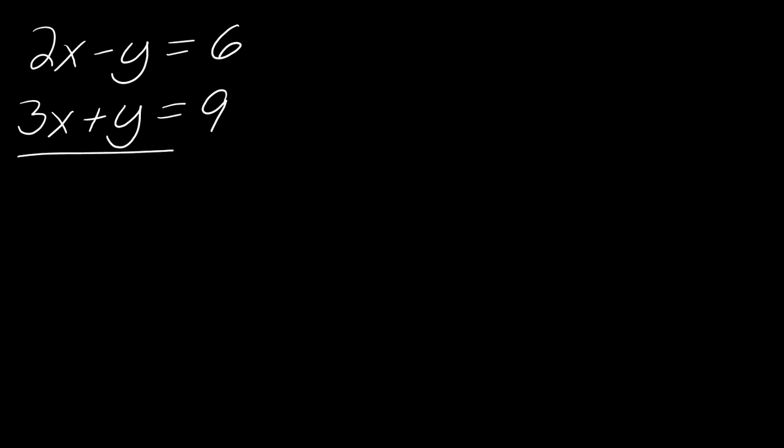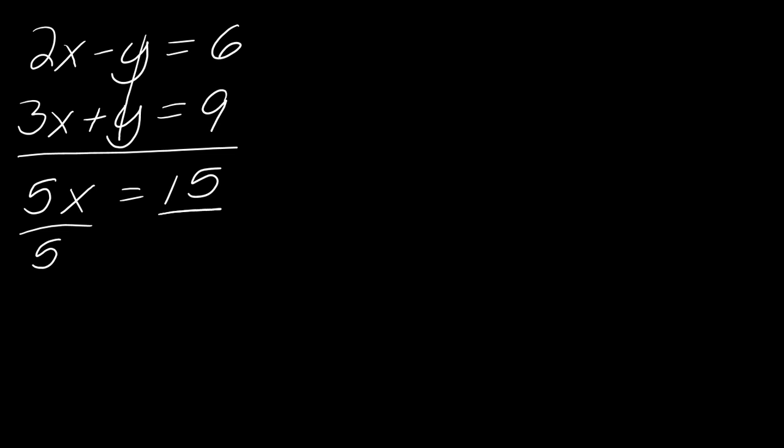And so what we're going to do is just add these equations straight down. What ends up happening is the y's drop out, and I'm left with 5x equals 15. And then from there, I actually just finish solving for x. I can divide both sides by 5 to get x equals 3.